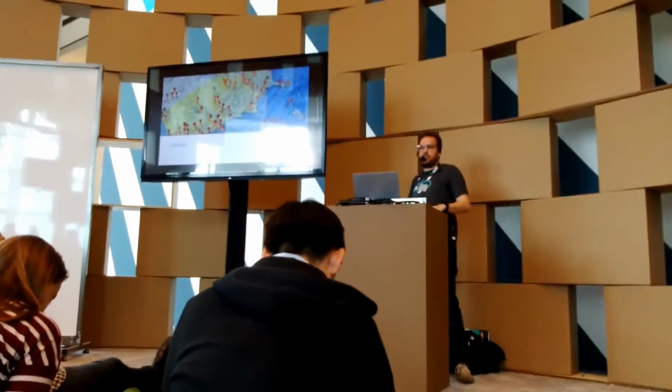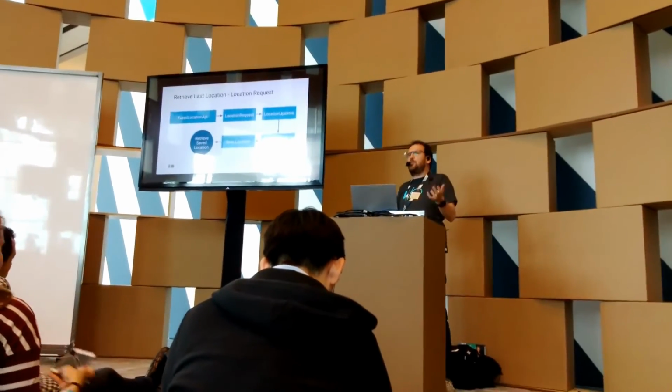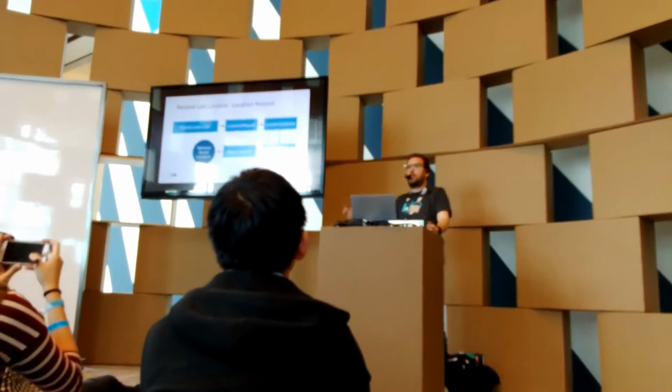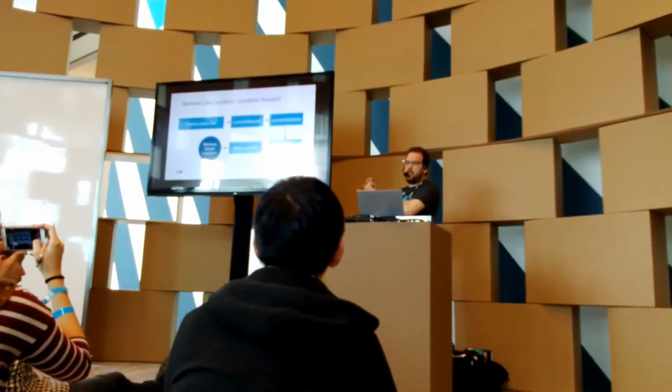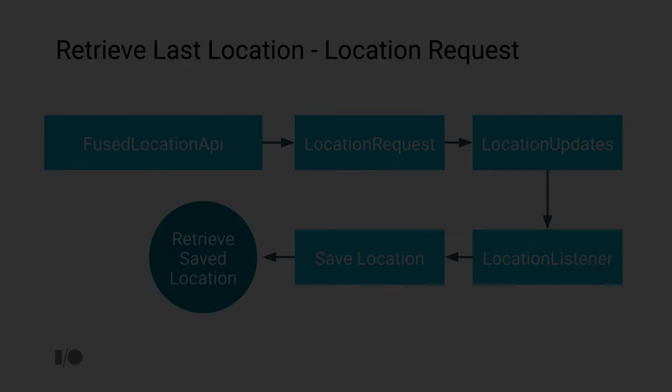Okay, so let's start with the hidden treasures, and let's talk about location. Everyone is doing location on their device, right? But there are a few ways to achieve the same result. For example, let's say we want to retrieve the last known location of our user. A lot of developers do this: they use the Fused Location API, which is contained in Google Play services. They create a location request, pass this location request to location updates, create a location listener to listen for these updates, and when they finally get the location, they save it, for example with shared preferences, and then they can retrieve it later, again from shared preferences or whatever.